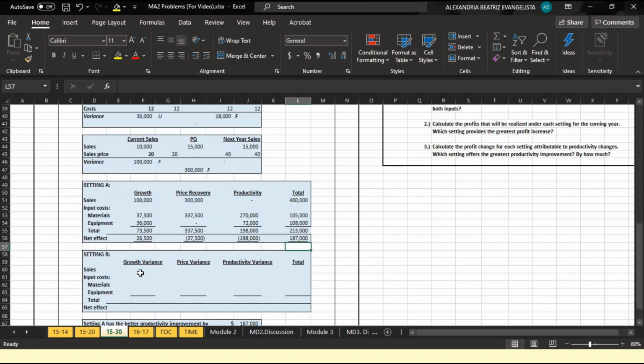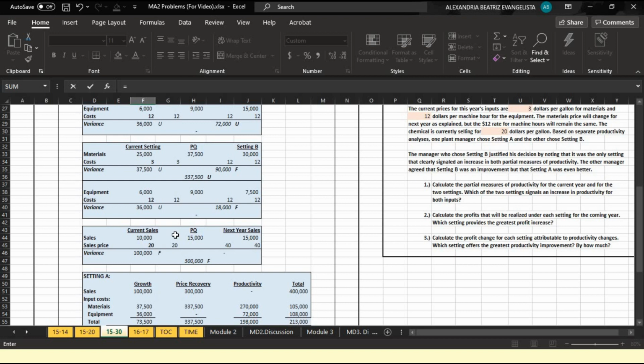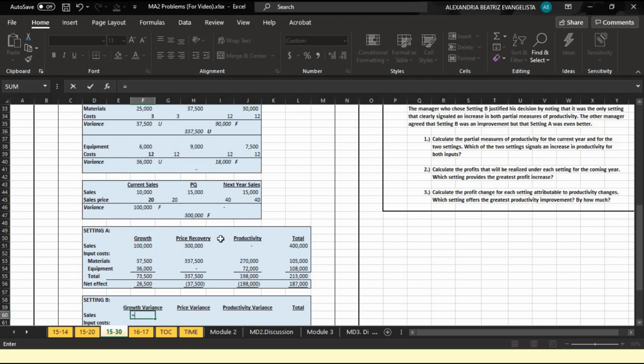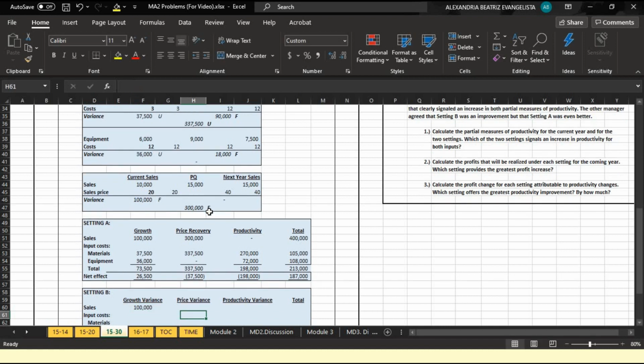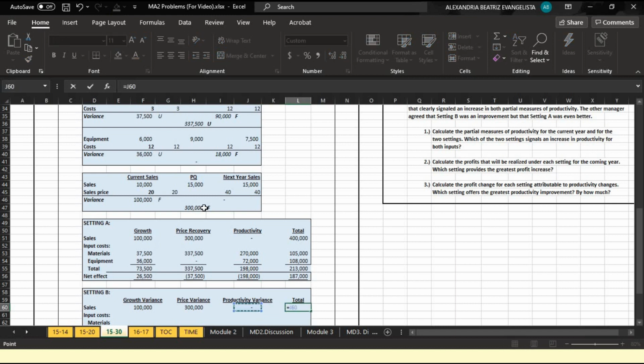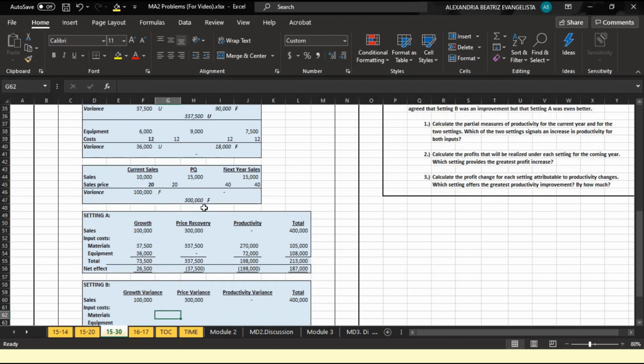And now for setting B rather. So for sales under the growth variance, that is 100 favorable. Under price recovery, that is 300 favorable. And then again for productivity variance, that is 0. So that is a total of 400,000 favorable.